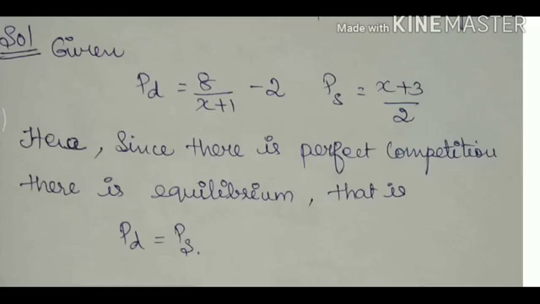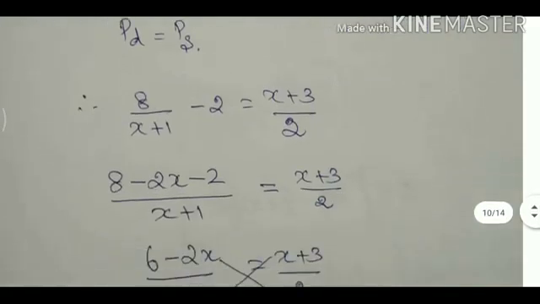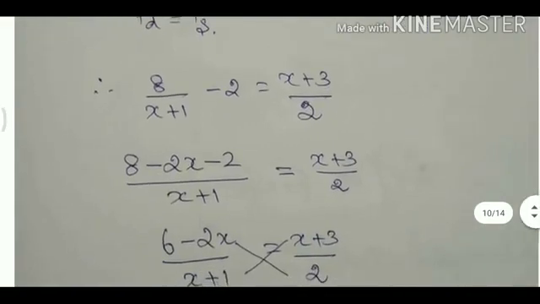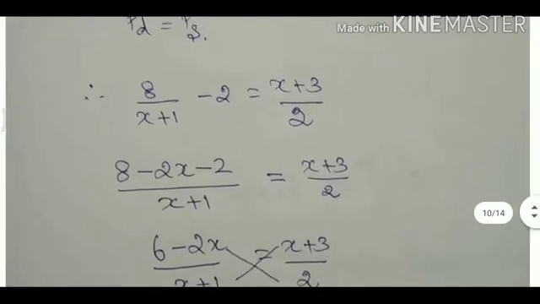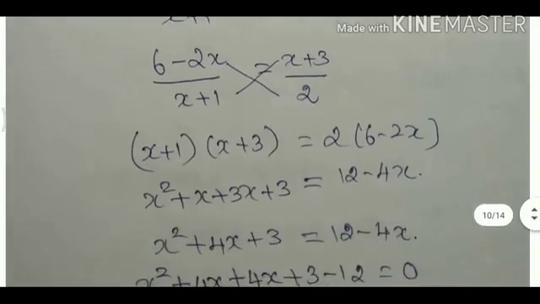Here the demand function equals 8 by (x plus 1) minus 2, and the supply function equals (x plus 3) by 2. Here I am taking x plus 1 as the LCM. So 8 minus 2 into (x plus 1), we are getting 2x minus 2 equal to (x plus 3) by 2. So after simplifying, we are getting (6 minus 2x) by (x plus 1) equal to (x plus 3) by 2.